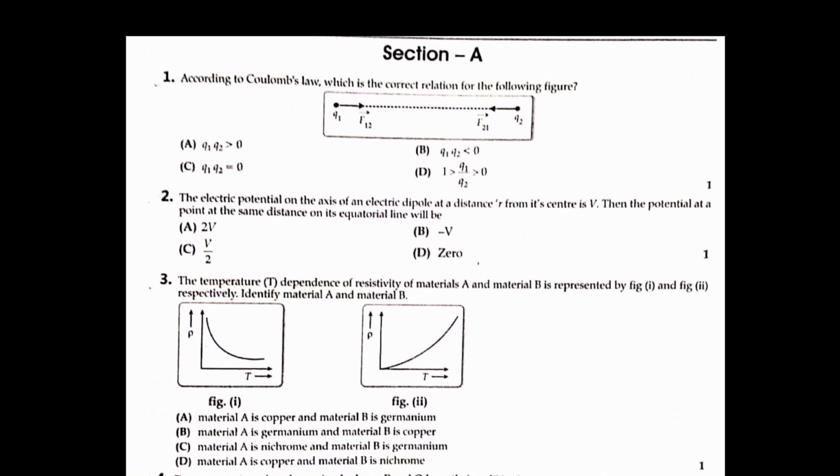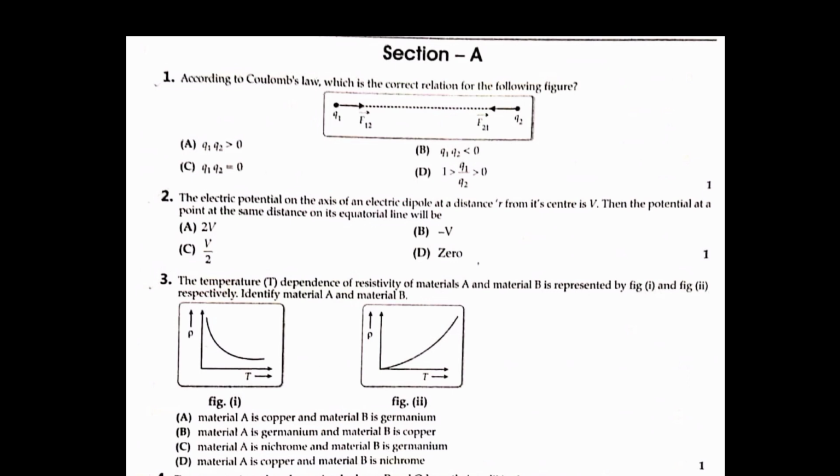So what will happen to the equation here? Cos 90 is 0, right? So the answer will be 0. So the total potential at the distance r on the equatorial line will be 0. That is option D, 0 is the correct answer. Now we can move to the next question.